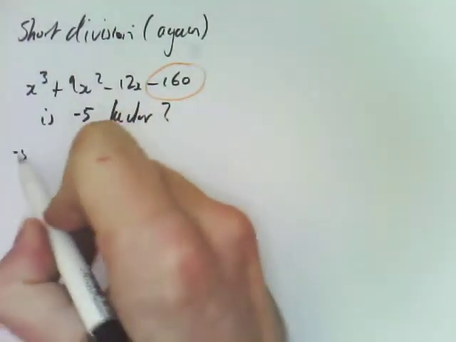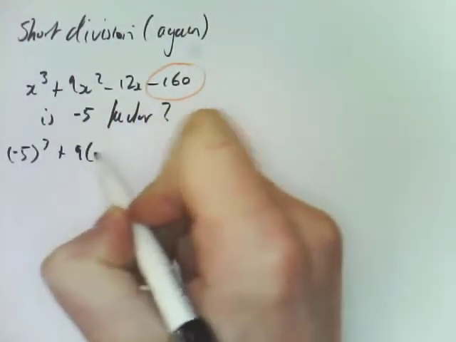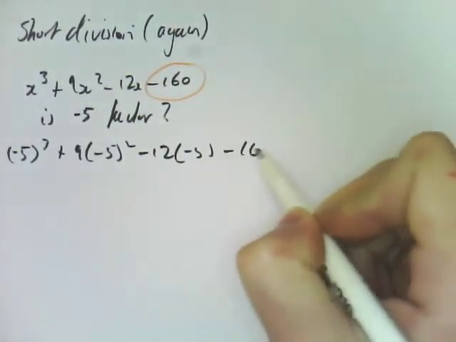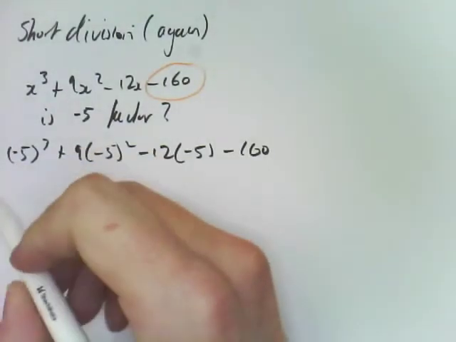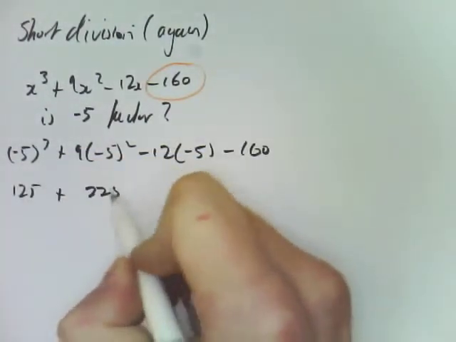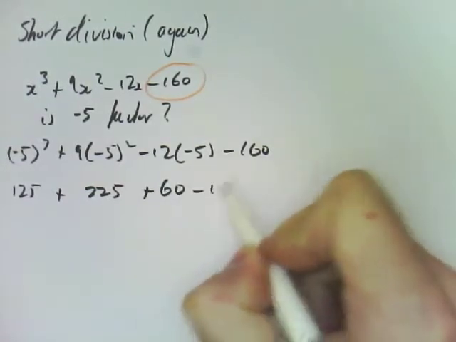So negative 5 cubed plus 9 times negative 5 squared minus 12 times negative 5 minus 160. Okay, negative 125 plus 225 plus 60 minus 160.